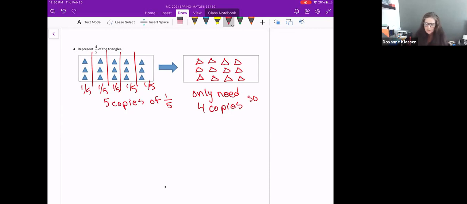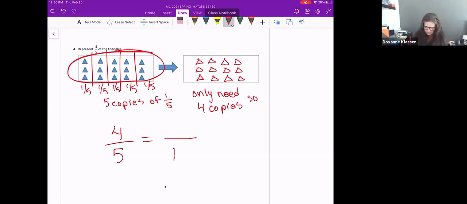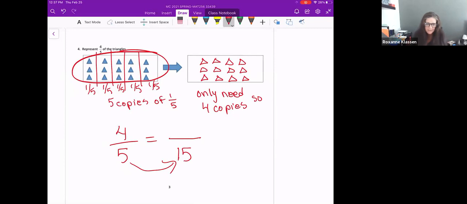Now, we haven't really talked equivalent fractions, but I'm going to show you a little thing. And it kind of goes with what Tyler was saying before. So how many total triangles are in this original unit? 15. Yeah, there's 15. So I have something out of 15, and I want 4/5. Do you remember making equivalent fractions? Yeah. So if I'm using a scaling strategy that we'll talk about next week, what did I multiply 5 by to make it 15? I multiplied it by 3.